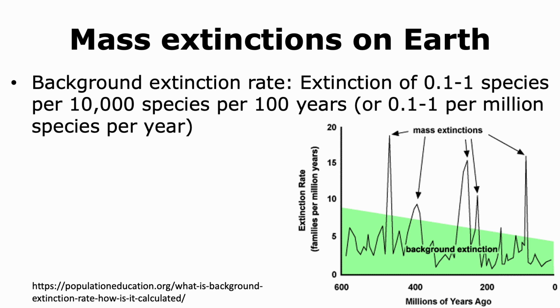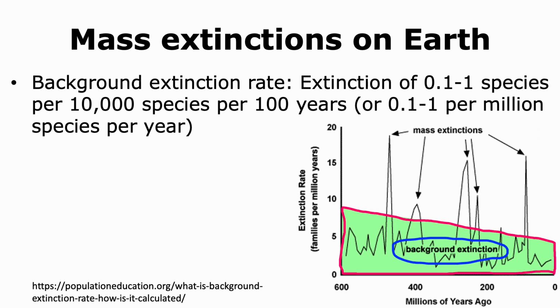As sad as it is, we always have species going extinct on Earth at any given time. The background extinction rate is defined as the extinction of anywhere from 0.1 to 1 species per 10,000 species per 100 years. Another way of defining the background extinction rate is stating that there is an extinction of 0.1 to 1 per million species per year. The background extinction rate can change with time as shown in the shaded area in the graph.